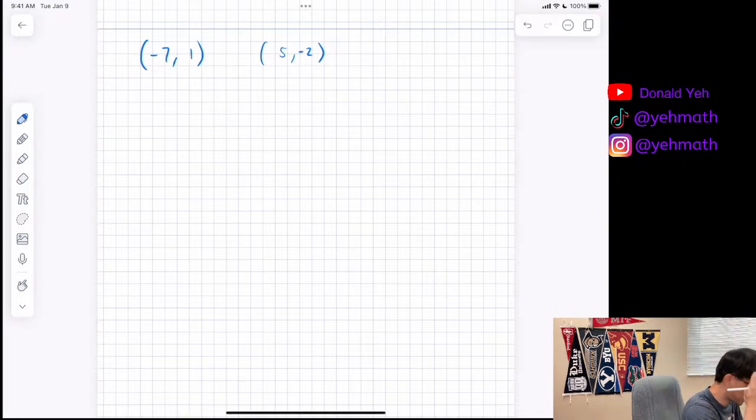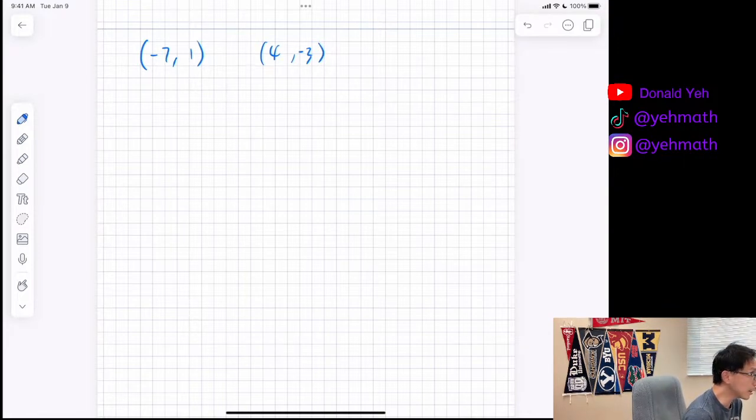This 5, -2. Sorry. 5, -3. Wait. Hold on. I don't like that. So let's go with 4. Okay, so that's the new coordinate: -7, 1, and then 4, -3. So we changed that coordinate to this.